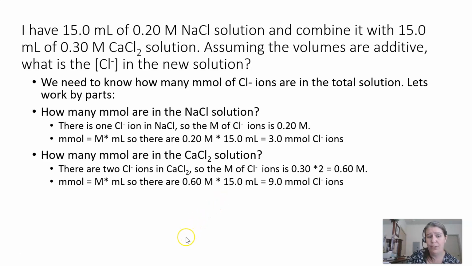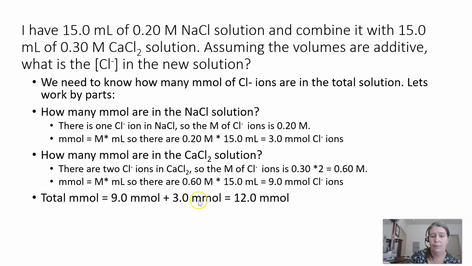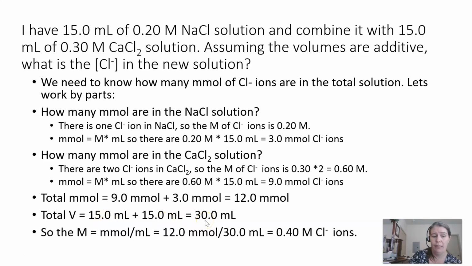So from this information, I should be able to find the total molarity of Cl-. The total number of millimoles would be 9 millimoles from the calcium chloride solution plus 3 millimoles from the sodium chloride solution, or 12 total millimoles. The volumes are additive, so 15 plus 15 is 30. And the total molarity would be the millimoles divided by milliliters. 12 divided by 30 gets me 0.40 molar.